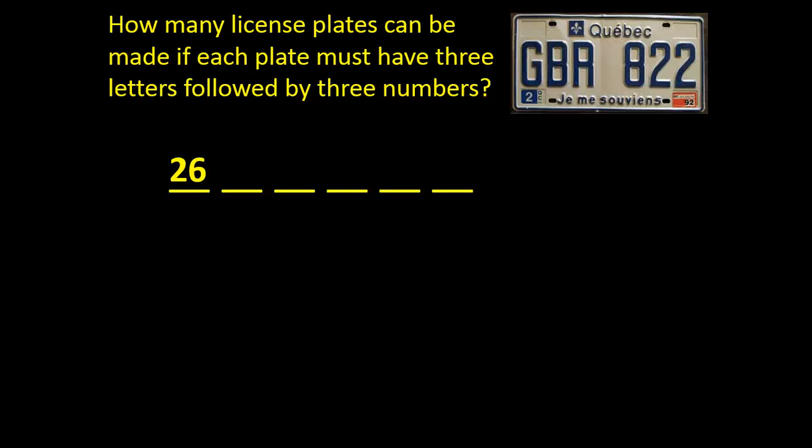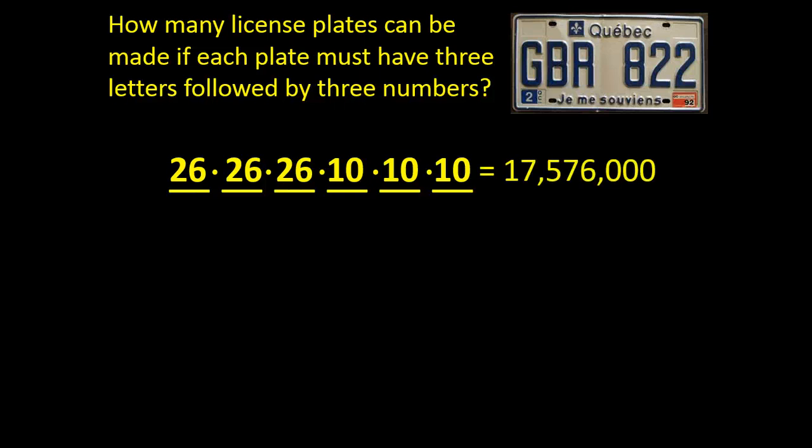The next position also has to have a letter, so there's 26 letters we could choose from. The next position has to have a letter, there's 26 we could choose from. Now we have to have a number, there's 10 digits we can choose from. Then we need another number, and then another number. So if we multiply those numbers together, we get 17,576,000 possible license plates.